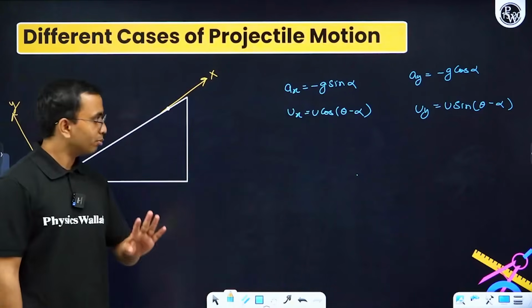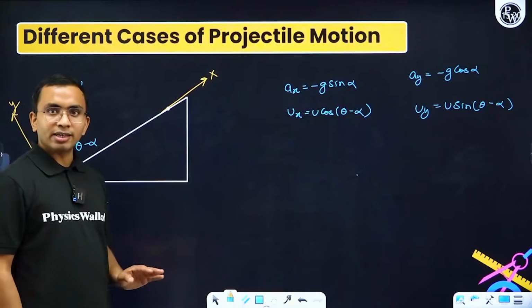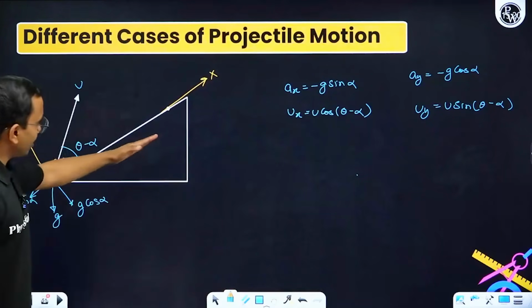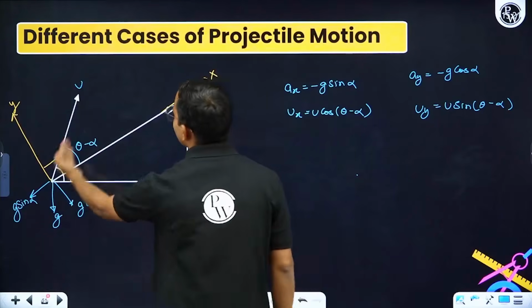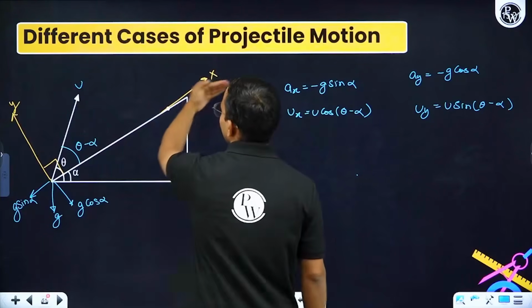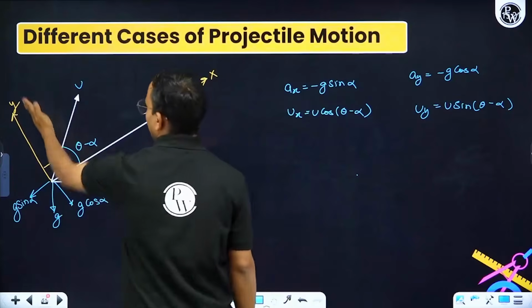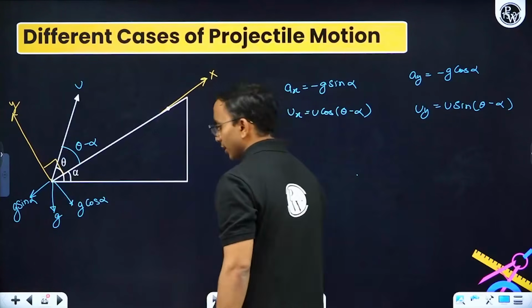Getting it? Nothing confusing here. Just understand why I changed the axes, why not the usual x-axis and y-axis? Because I need to find the distance along the plane. Therefore I considered this as my x-axis and this as my y-axis, perpendicular to that.